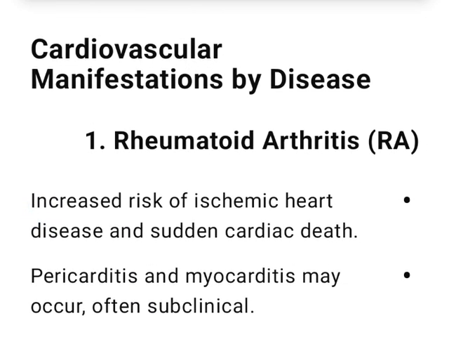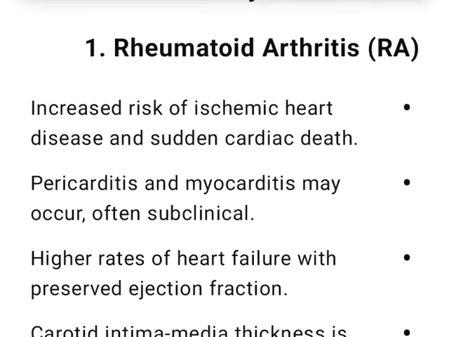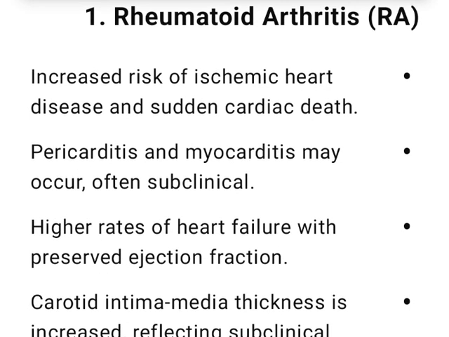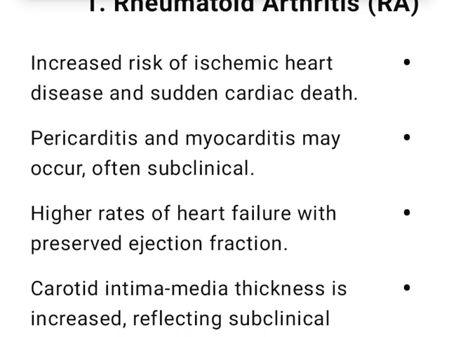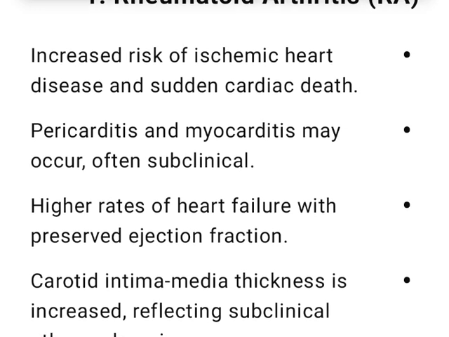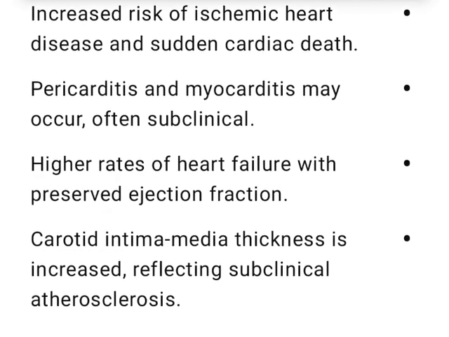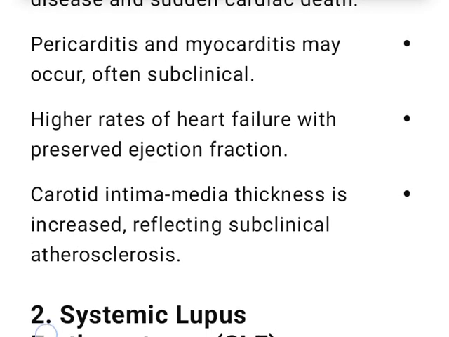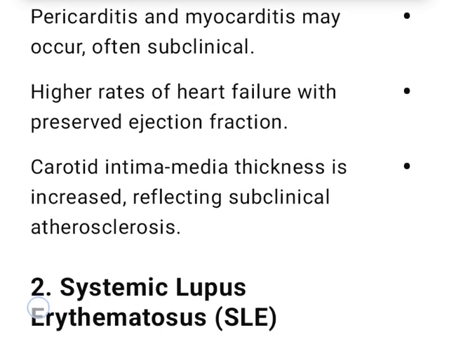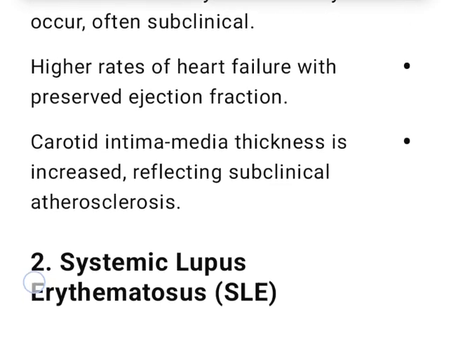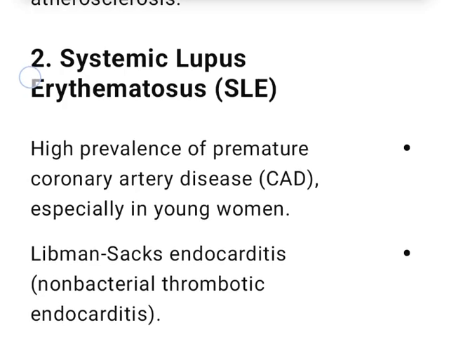Cardiovascular manifestations by disease. 1. Rheumatoid arthritis (RA). Increased risk of ischemic heart disease and sudden cardiac death. Pericarditis and myocarditis may occur, often subclinical. Higher rates of heart failure with preserved ejection fraction. Carotid intima-media thickness is increased, reflecting subclinical atherosclerosis.